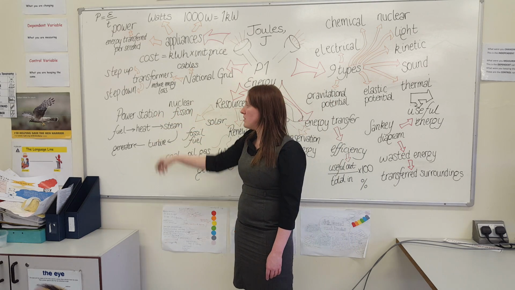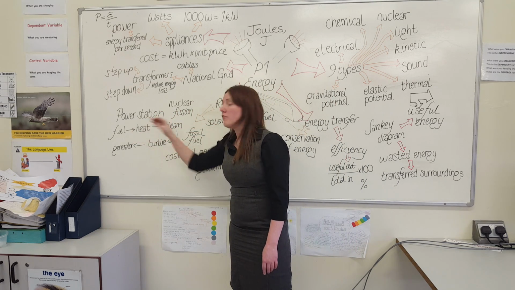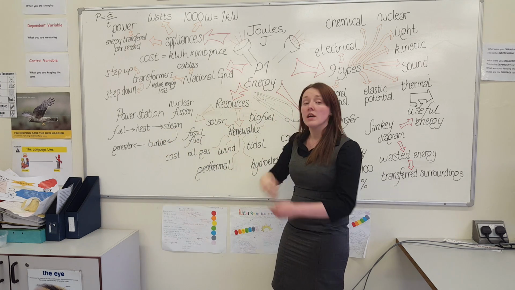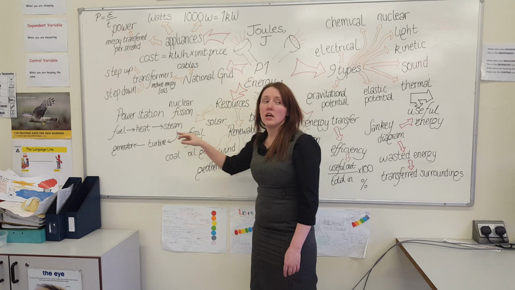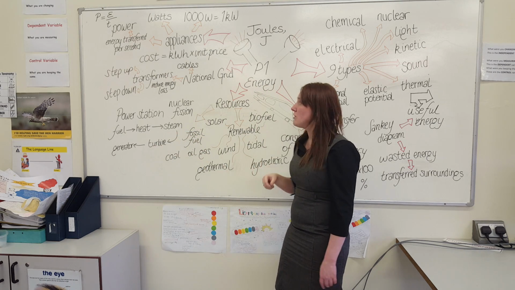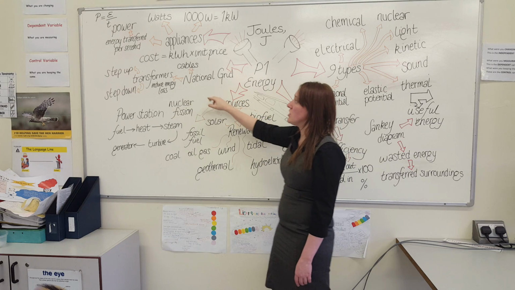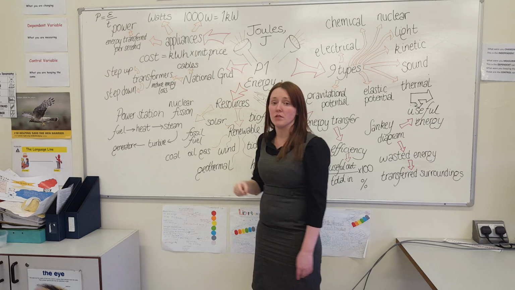What's happening in your power station? Well, the fuel. The fuel produces lots and lots of heat. Heat turns water to steam, steam turns a turbine, and turbines charge a generator producing electrical energy that goes out into the national grid. The national grid is just a series of transformers and cables.